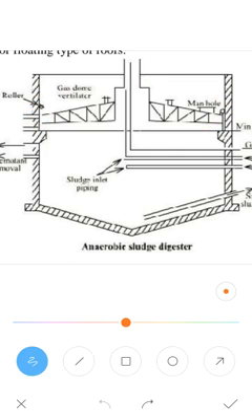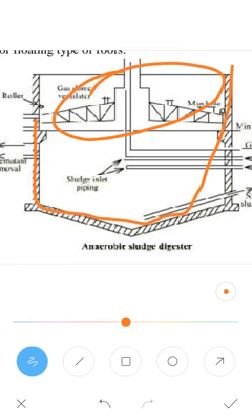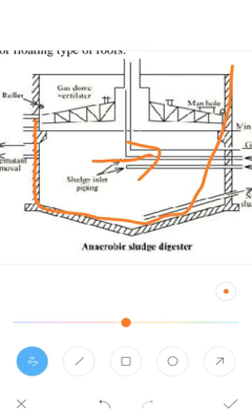You can see the shaded parts: this is the wall, and this is the roof. The sludge inlet pipe moves to here. So these are the two inlet pipes.